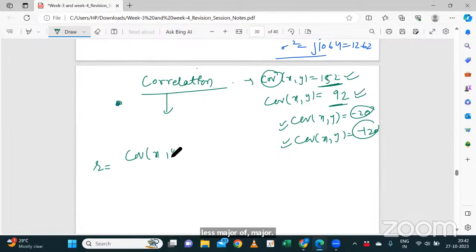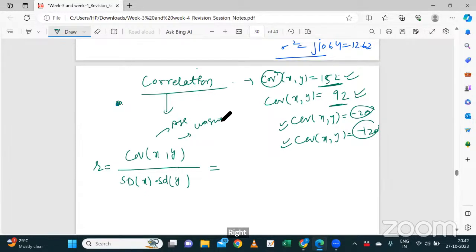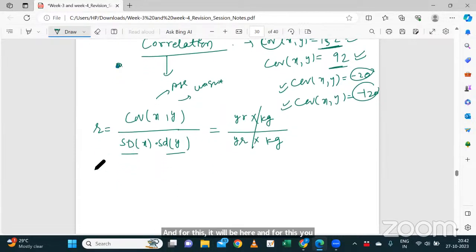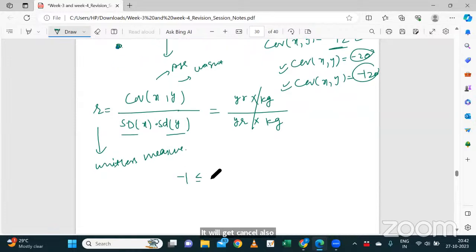So r is the covariance between x and y divided by the standard deviation of x into the standard deviation of y. Suppose x represents the age and y represents the weight. So what will be the unit? The unit will be year into kilogram. For the denominator, the unit will be year and kilogram, so the units get cancelled out. So r is a unitless measure, there is no unit. And r lies between -1 and +1.